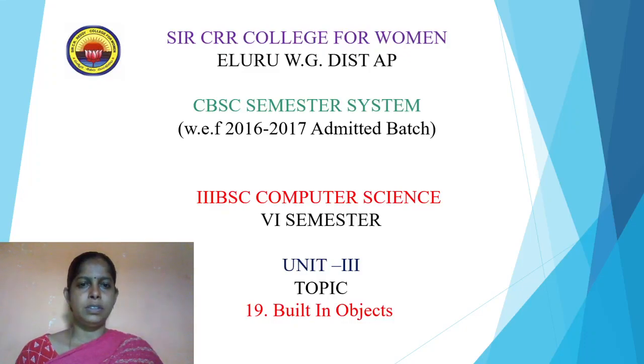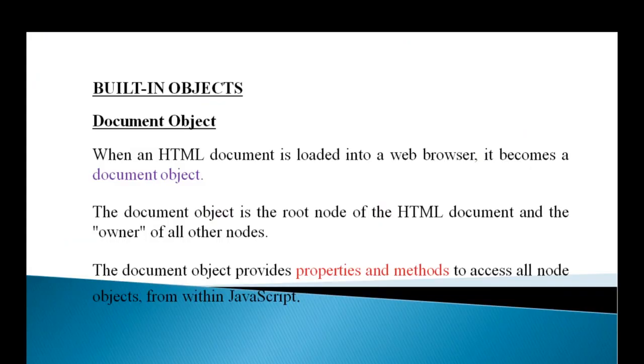Good morning, students. In this video, I'm going to explain about built-in objects. There are different types of built-in objects like window, browser, date, etc. Let's see the topics. Objects: we have several objects like document object, window object, browser object, form object, date object.